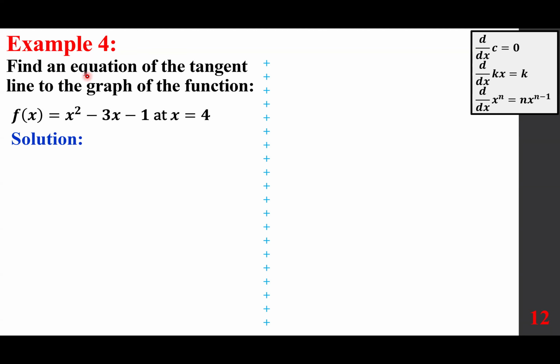Find an equation of a tangent line to the graph of the function f of x equals x squared minus 3x minus 1 at x equals 4. So to find the equation of a tangent line, you need two things, everybody. You need the slope and you need the pair. To find the slope, you have to differentiate first. And now that we are equipped with the easy way out, we use the power rule and we differentiate. So f prime of x is 2x minus 3.